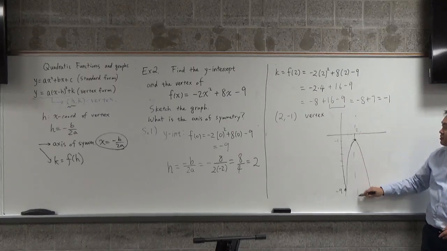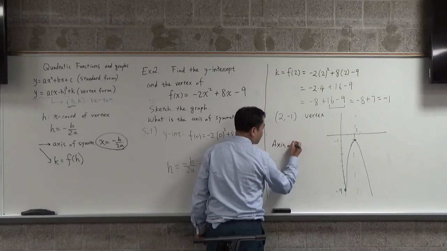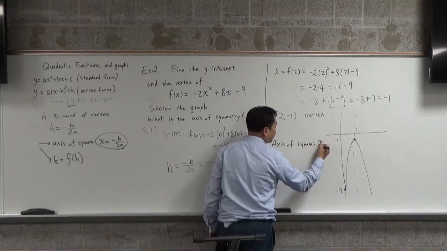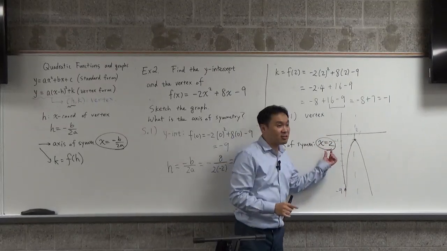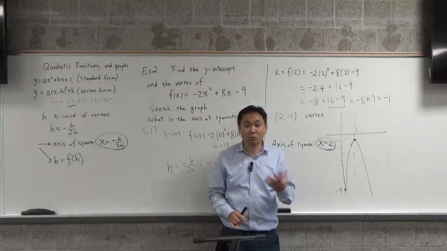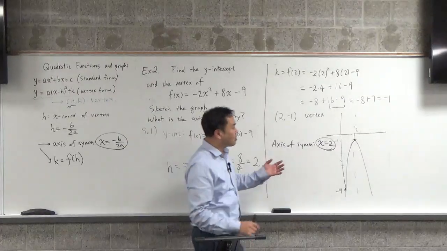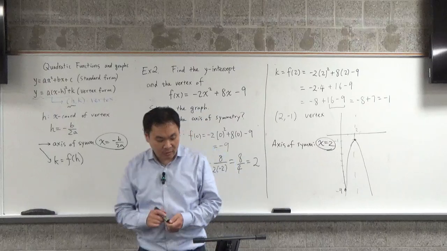What's the equation for the axis of symmetry? The axis of symmetry is x equals 2. It's important that you write down x equals. If you just say 2, that's wrong. The axis of symmetry is not 2, but it's a vertical line, and the line has the equation x equals 2. Okay, that's all for today.